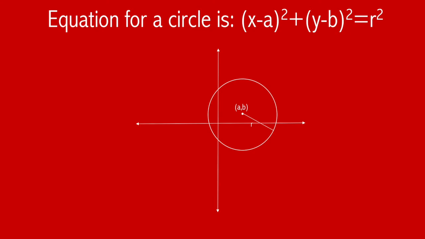Another thing that I want you to know about, and the SAT wants you to know about, is that the equation of a circle is x minus a the whole square plus y minus b the whole square is equal to r square. Now the point a, b is the center of the circle, and r is nothing but the radius.